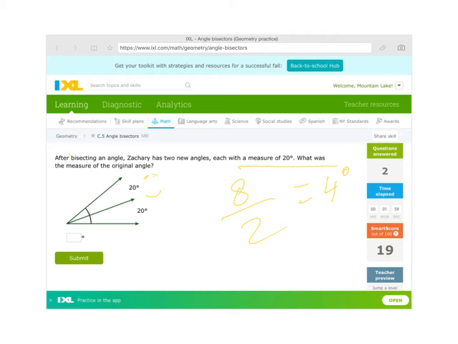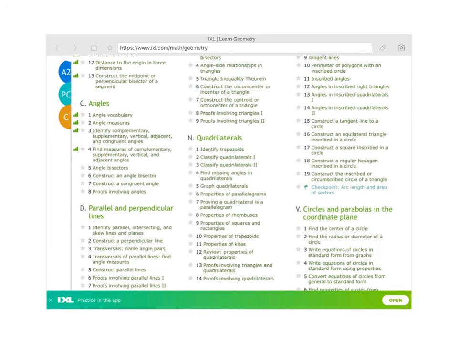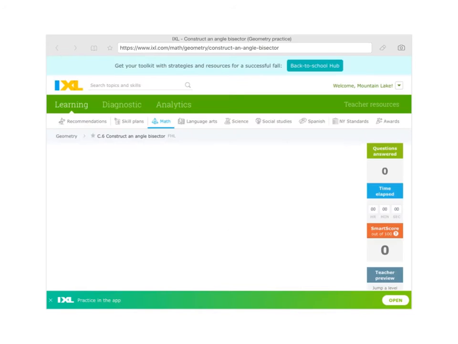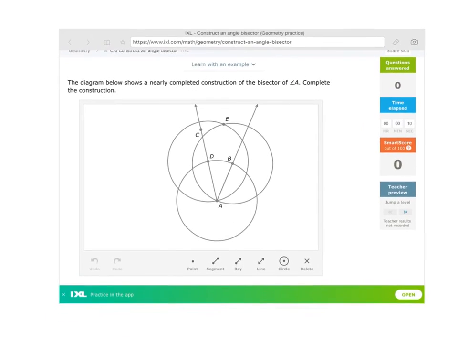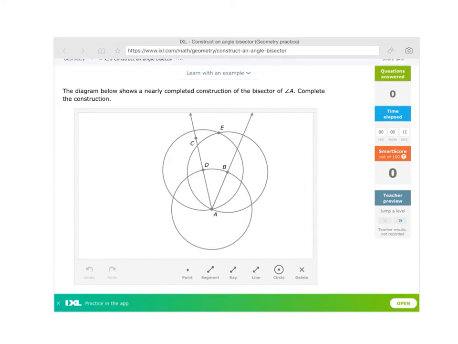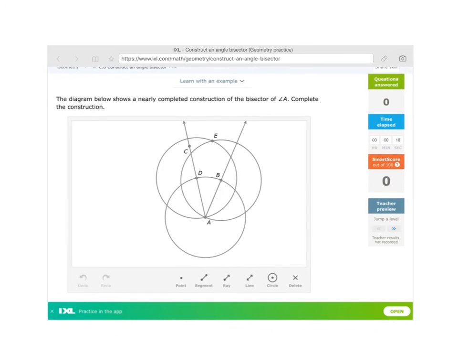Okay, let's try another Excel from the same recommendation. So we go back and we go to construct an angle bisector. So let's see how we have got to construct angle bisectors in Excel. So this is C6. So this one is C6. So we want to draw a line segment.